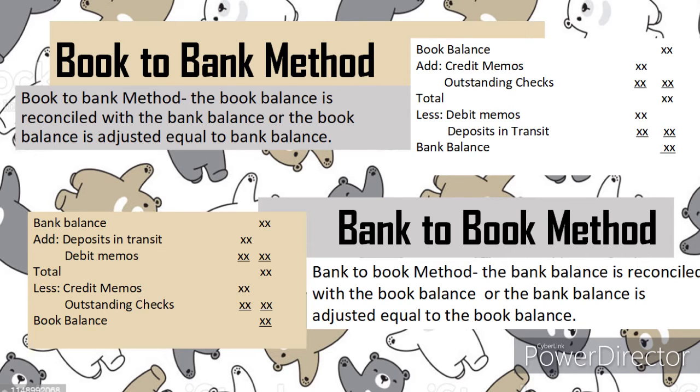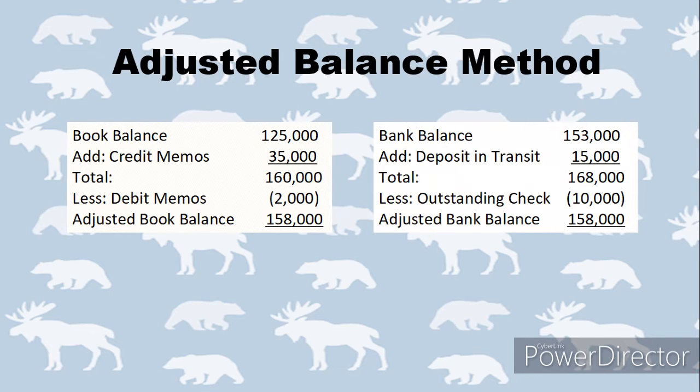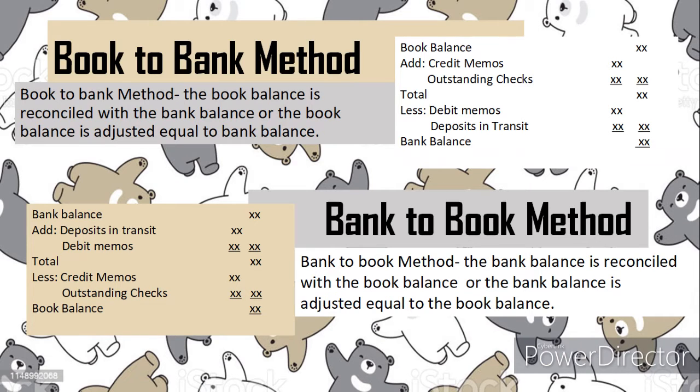So, ano nga ba ang reverse or reversal rule? Kanina, kung nakita ninyo doon sa adjusted balance method, sa bank balance, ina-add ang deposit in transit at nilelessan ang outstanding check. Dito naman sa book to bank method, baliktad. I-add mo na yung outstanding checks at i-lelessan ang deposit in transit.